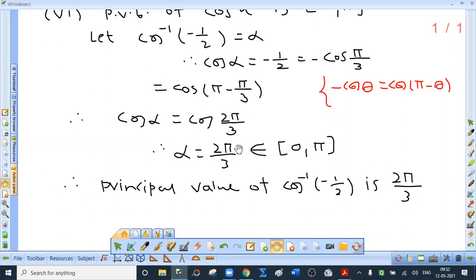Again verify whether it belongs to this interval or not. Yes, it does. So what is the principal value of cos inverse minus half? It is 2 pi by 3.